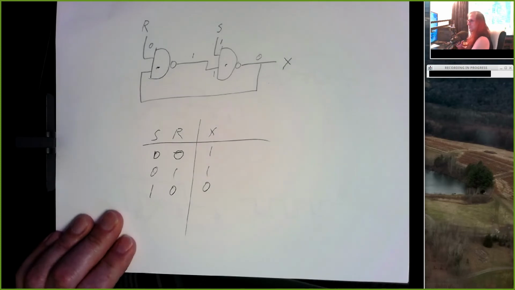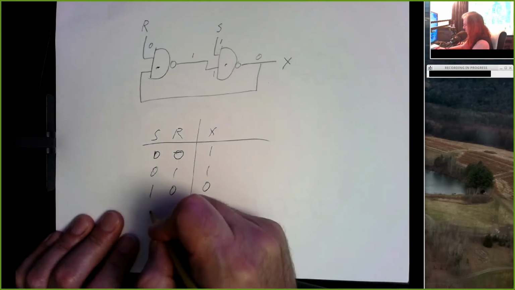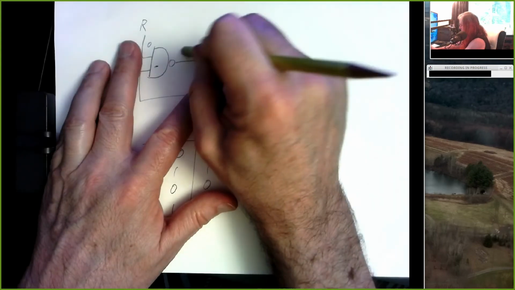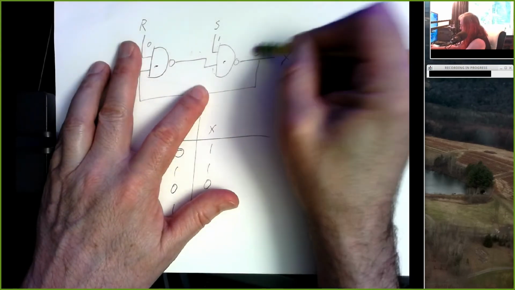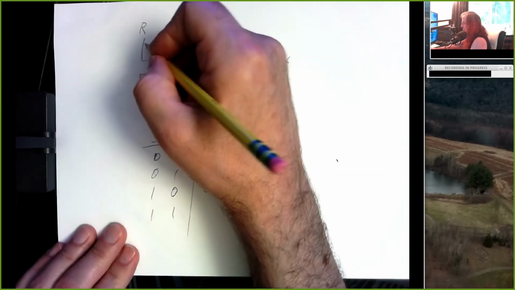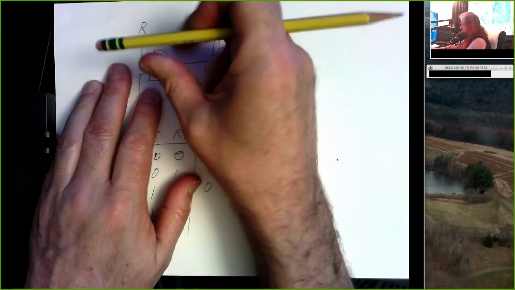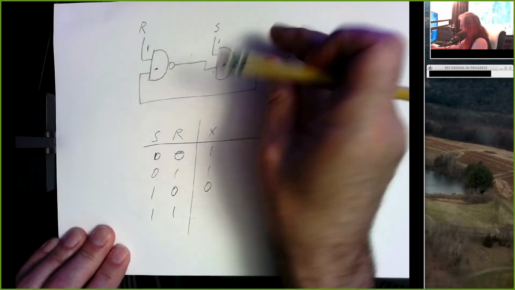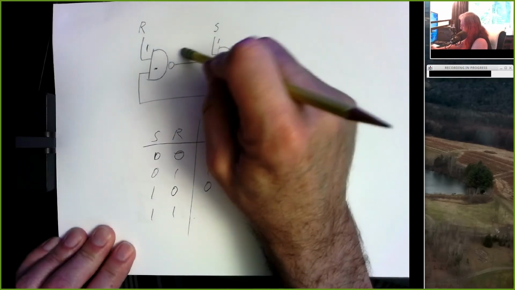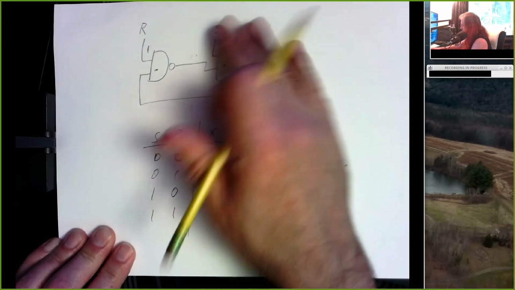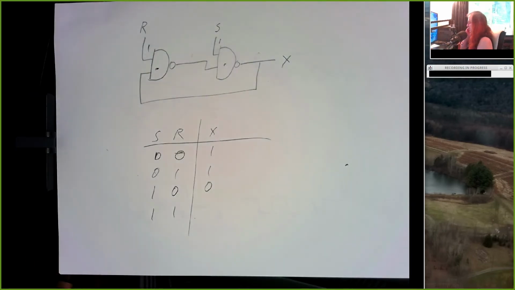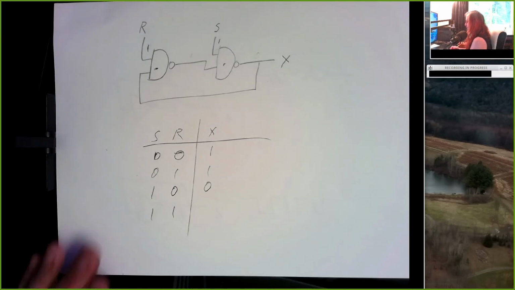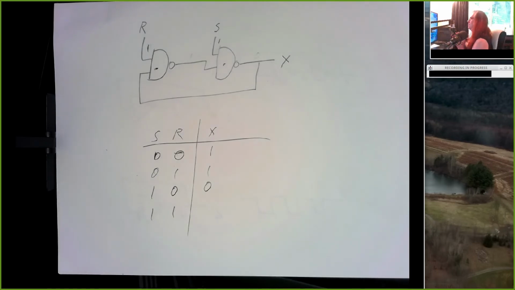All right, so those are fairly easy to convince ourselves. Here's the real weird one. Suppose S and R are both 1. So here's a 1, here's a 1, and we don't happen to know what X is. What is this circuit going to do? This is tricky.